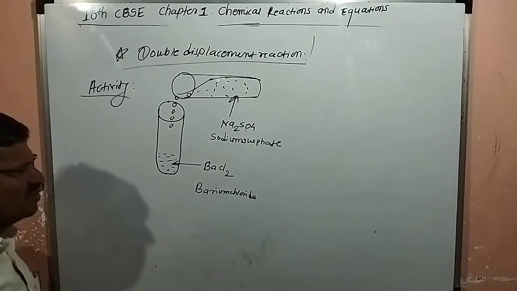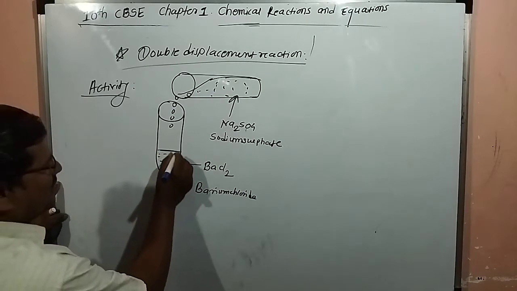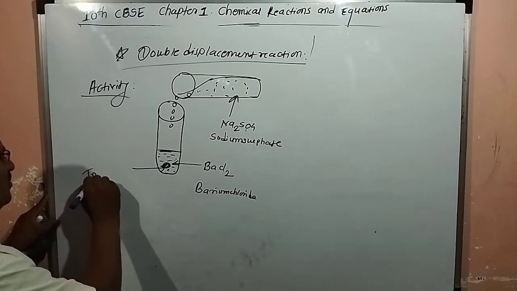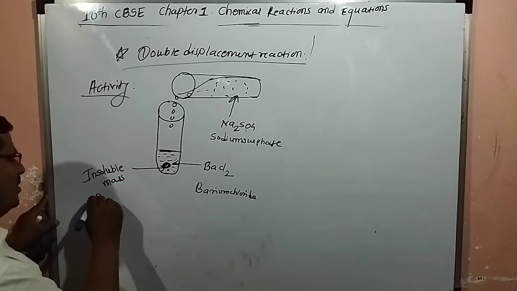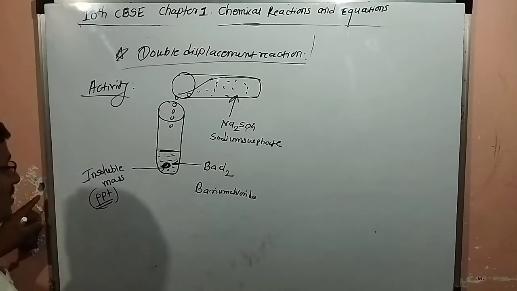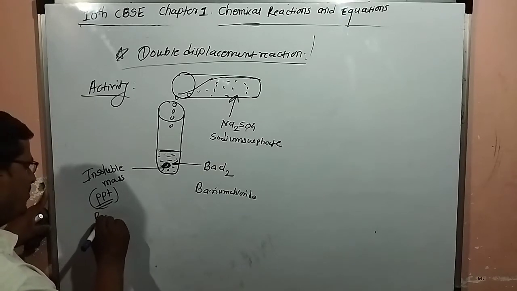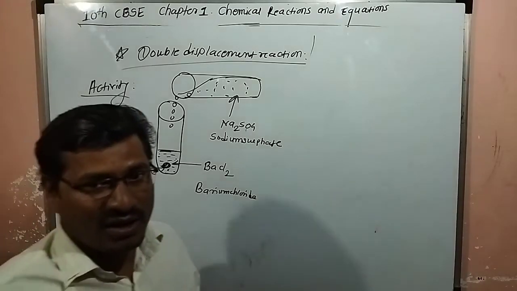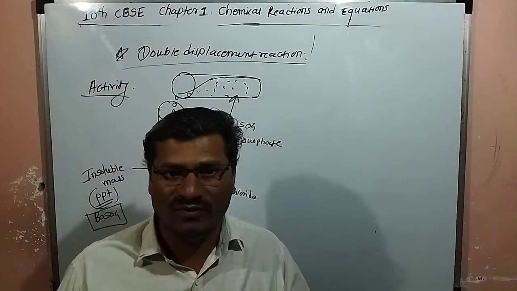After pouring, a chemical reaction will take place, and in the reaction mixture an insoluble mass will be formed. That is what we call a precipitate. The insoluble mass will be barium sulfate, BaSO4, and it will be a white precipitate.